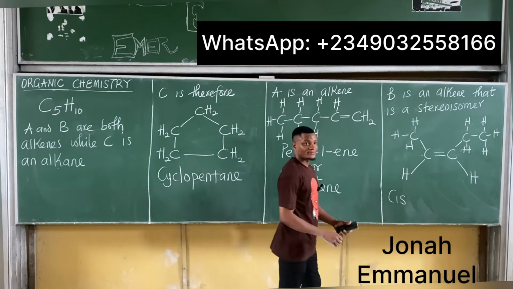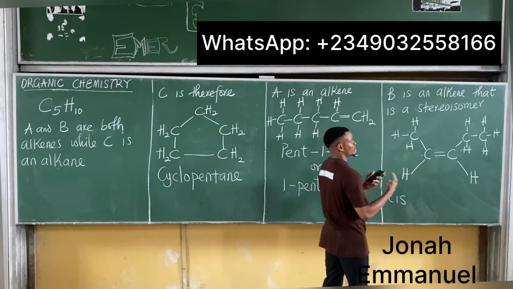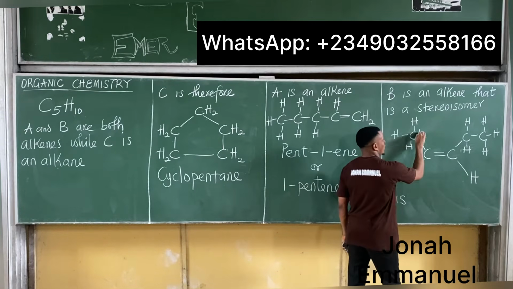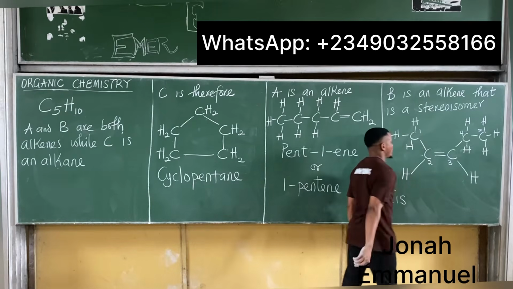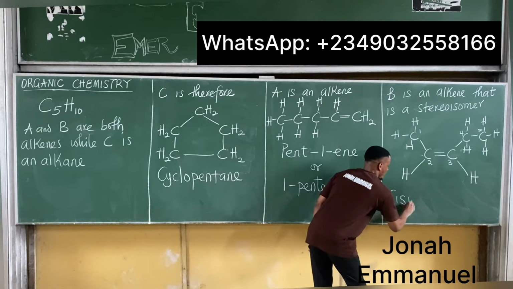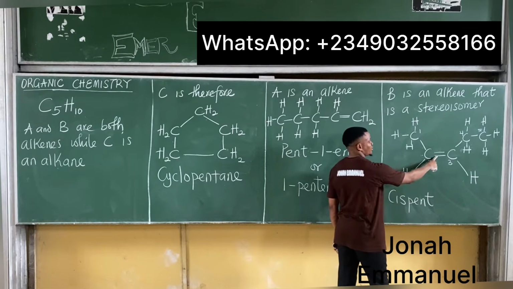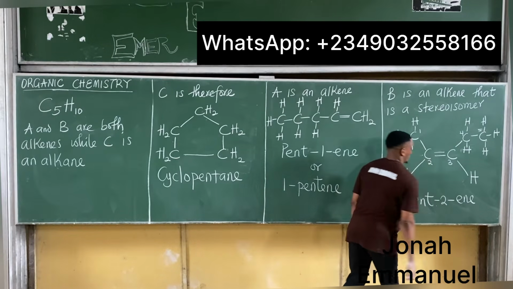How do you number? Which of them gives you the shortest distance to the double bond? It is from the left. So I'm having 1, 2, 3, 4, 5. So the name becomes cis-pent, 5 carbons. The double bond is on carbon 2. Cis-pent-2-ene. So I have this.